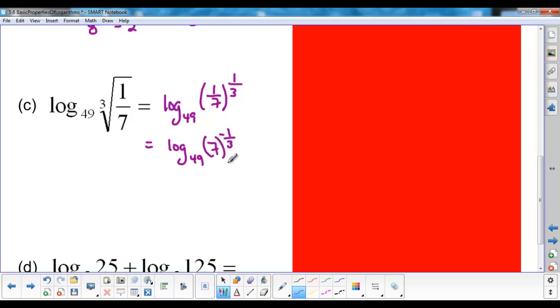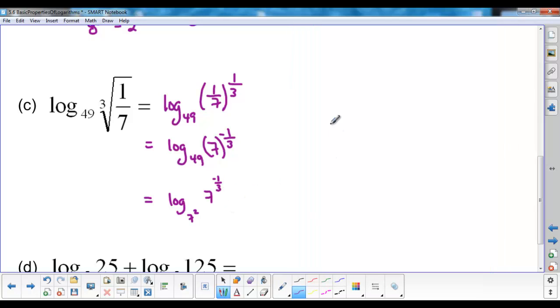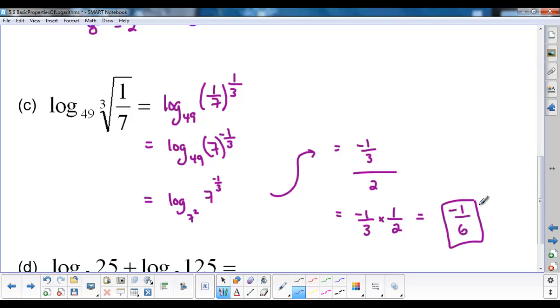And now, because our argument's base is 7, let's see if we can rewrite the base of our logarithm as 7 as well. So I'll say that this is log 7 squared, and then our argument is 7 to the power of negative 1/3. Based on the rule above, our answer would just be the first exponent divided by the second exponent down here. So our answer would be negative 1/3 divided by 2. Now basically what we have here is fractions over fractions, so I'll take my numerator and multiply by the reciprocal of the denominator, which gives us a final answer of negative 1/6.